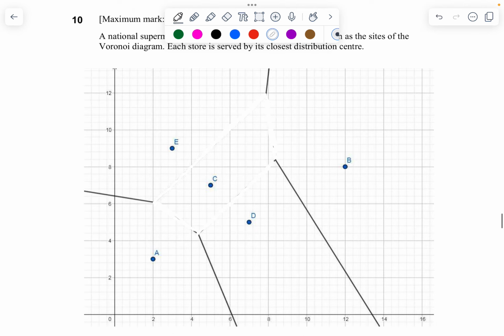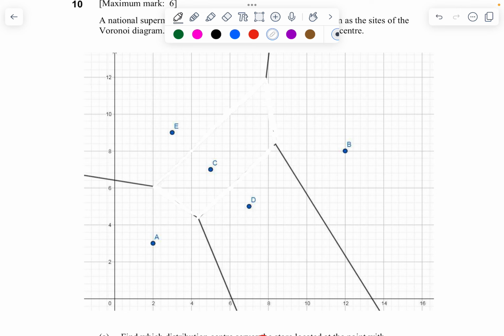Now we have to draw a new diagram. The original perpendicular bisectors continue to remain. So I'm going to extend this one. I see that it's going to meet over here. Then I'm going to extend this one also, and this one also. And one more new perpendicular bisector between E and D passes. This is the answer: the new perpendicular bisector between E and D.